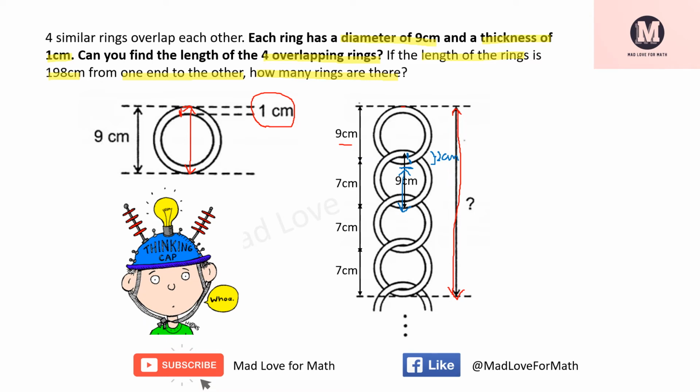So now we need to find the entire length of the four overlapping rings. So it will be the adding of this 9 cm plus 7 cm plus 7 cm and 7 cm, and give us 30 centimeters, which is the length of the four overlapping rings.